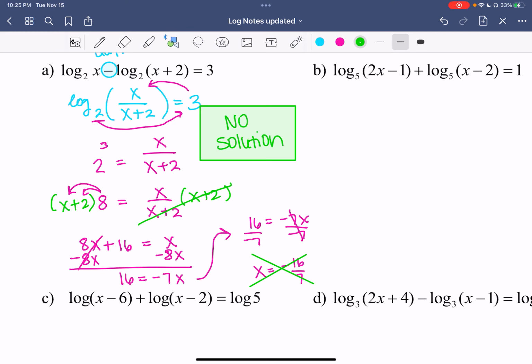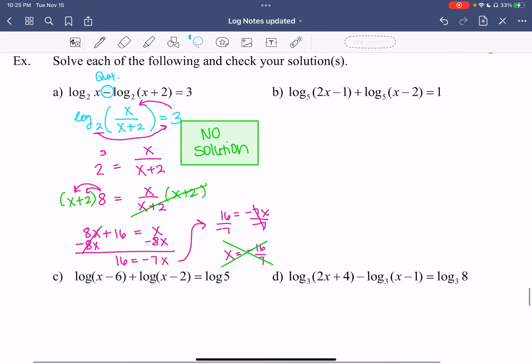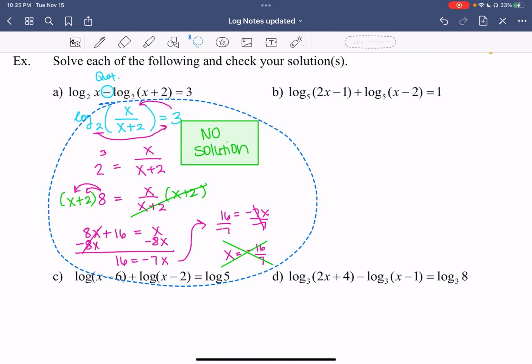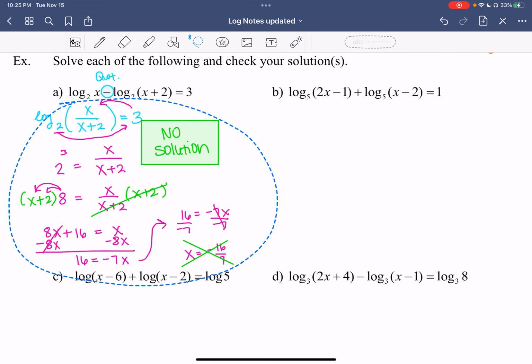Okay, so sometimes you can get a value for x, but that will not necessarily be your answer. So you always make sure that you double check your arguments. And move all of this over.